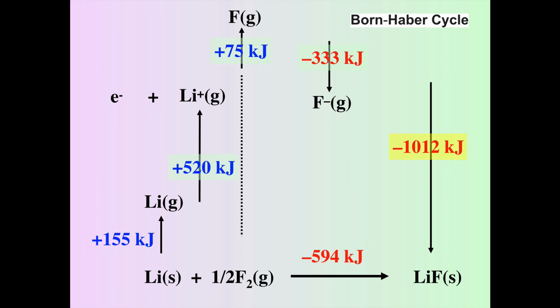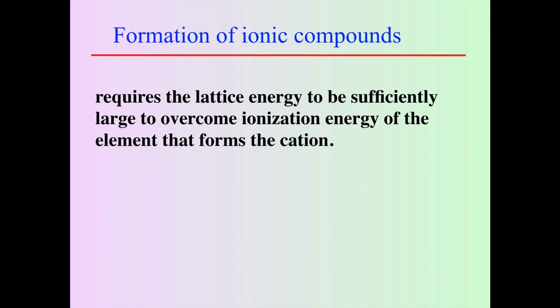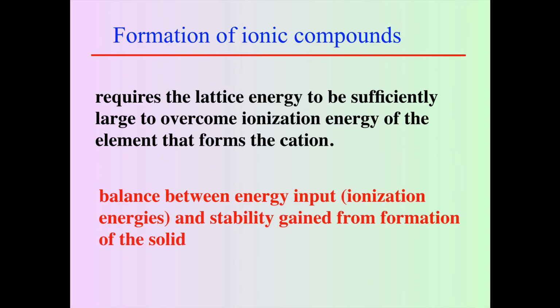If you don't have a big enough lattice energy to justify an ionic compound, you're left with some sort of sharing situation. So it's how much energy you have to put in to make the cations versus how much energy is released when you form the lattice. If you don't have a big enough lattice energy, you're not going to get an ionic compound.